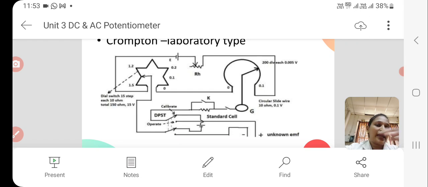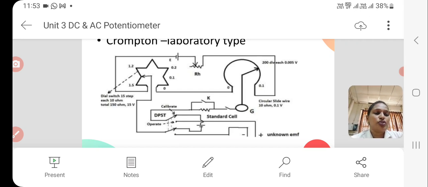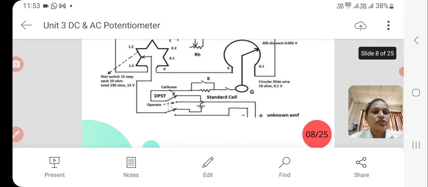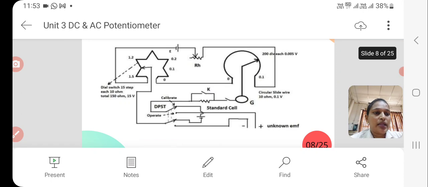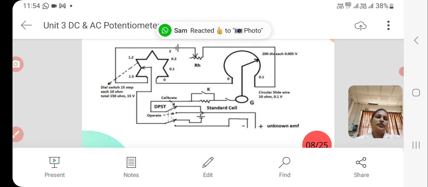It is like a scale, in the shape of a circle. It has 200 divisions, and each is of 0.005 volt, so the total is 1 volt. The rest of the secondary circuit consists of an unknown EMF, and we have a standard cell for calibration. Between the primary circuit and the secondary circuit, the switching operation is done to calibrate, and after that we need to find the unknown EMF.